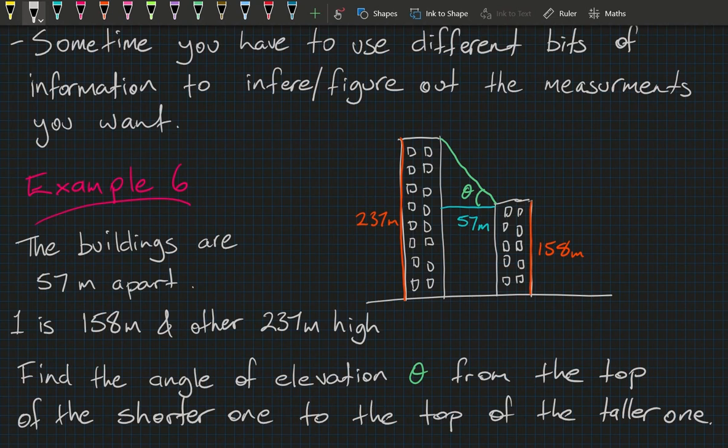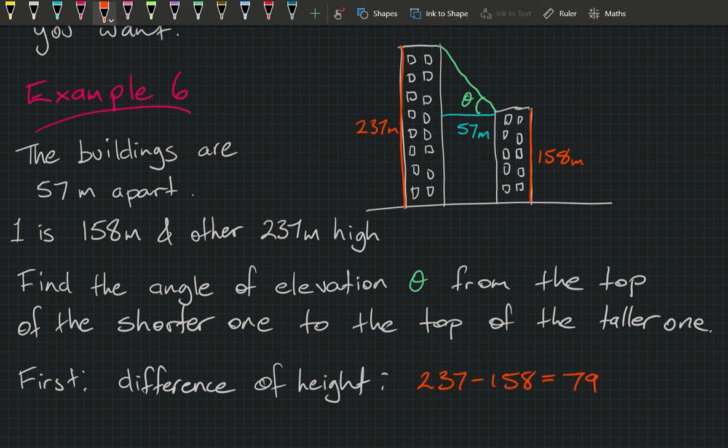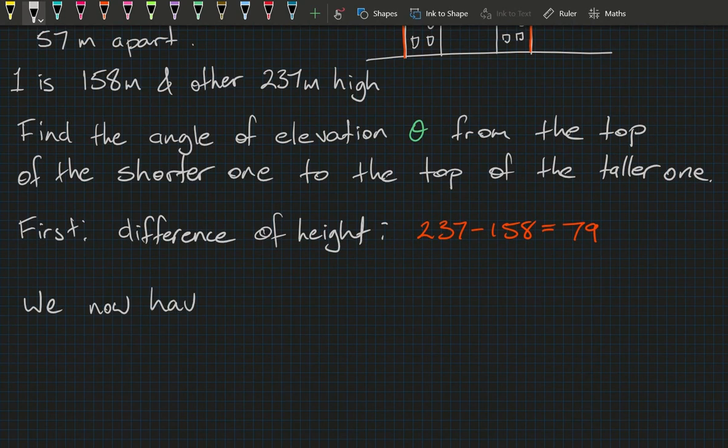Alright, so you can see we almost have a triangle here. We have an angle theta we're looking for. We have one side length that's 57, but this other side length is not so clear. So the first step is to figure that out, and clearly it's the difference of height between the 2 buildings. So that's 237 minus 158. So let's mark in 79 meters on the triangle. Perhaps that'll be clear if I write it on the inside. Alright, so we've now got a triangle just like this.